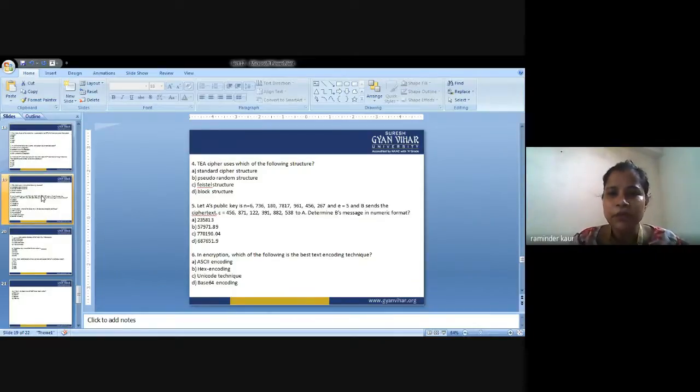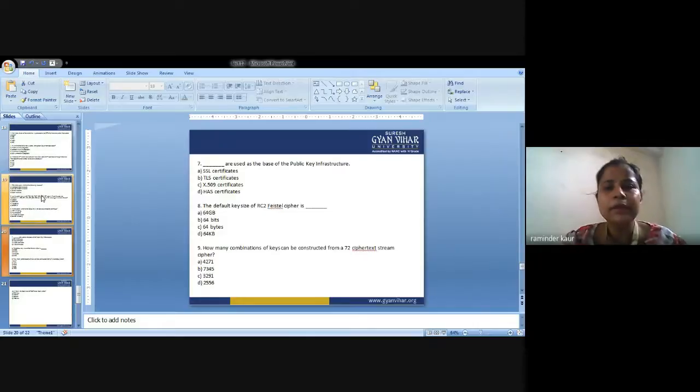So next is the sixth question. In encryption, which of the following is the best text encoding technique? ASCII codes, hexadecimal encoding, Unicode, or Base64 encoding? Next is, dash are used as the base of the public key infrastructure. SSL certificates, TLS certificates, X.509 certificates, HAS certificates. Next, the default key size of the RC2 Feistel cipher is 64 GB, 64 bit, 64 byte, 64 KB.